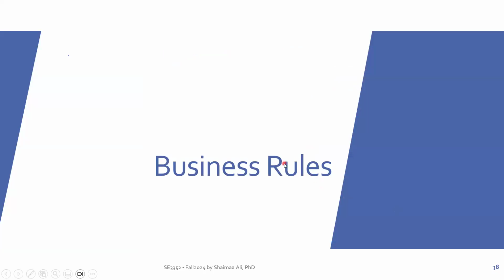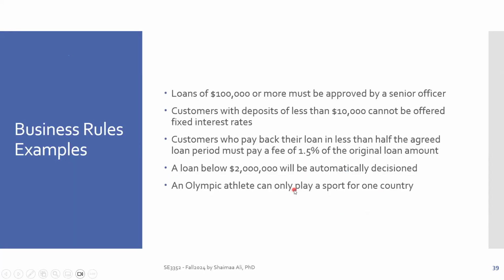The fourth model is the business rules, and this is not a visual model. This is a word-based model. So it's just a set of business rules specified as constraints. For example, loans of 100,000 or more must be approved by a senior officer, and so on. So the general rules or general constraints that need to be considered when you create the system. So this is the model here.